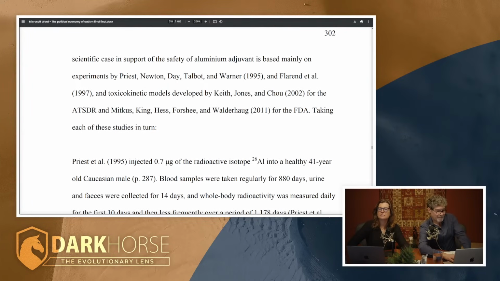But the scientific case in support of the safety of aluminum adjuvant is based mainly on the experiments by Priest, Newton, Day, Talbot, and Warner in 1995, Flarend et al. in 1997, and toxicokinetic models developed by Keith, Jones, and Chou in 2002 for the ATSDR, and Mitkus, King, Hess, Forshee, and Walderhaug in 2011 for the FDA. So that's 2 different organizations that asked for those last 2 studies. Taking each of these studies in turn.